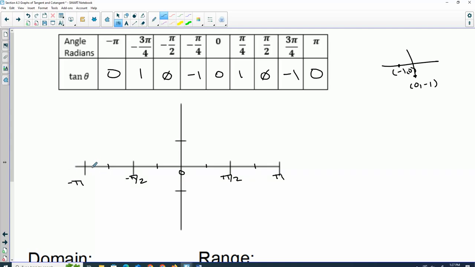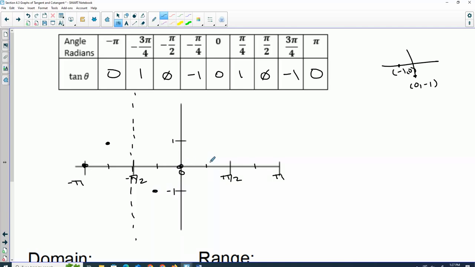Alright, so at negative pi it was 0. Negative 3 pi over 4 was 1. Negative pi over 2 is undefined. It turns out there's a vertical asymptote there. Anytime you're dividing by 0, if you remember from college algebra or pre-calc, you get a vertical asymptote. Negative pi over 4 was -1.